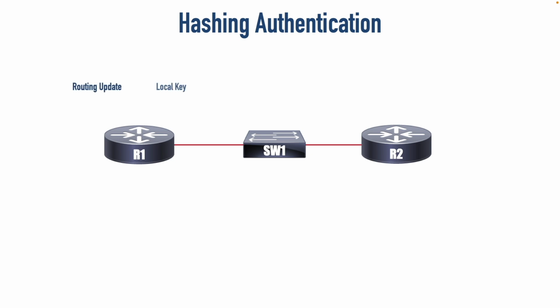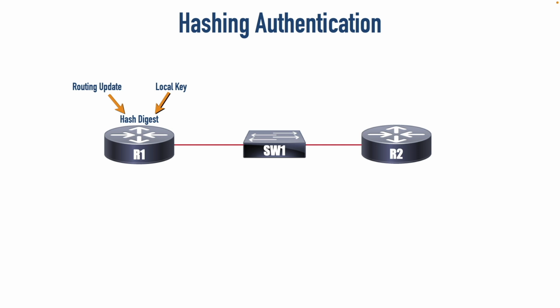We want to use hash-based authentication. With hash-based authentication, we're not sending the shared key across the network. What we're doing instead is sending a hash value of the key, or a hash digest of the key. We're running it through an algorithm like MD5, Message Digest 5, or SHA, Secure Hash Algorithm. So we take the routing update and the local key, and run it through this hashing algorithm. MD5, for example, is going to produce a 128-bit hash digest.